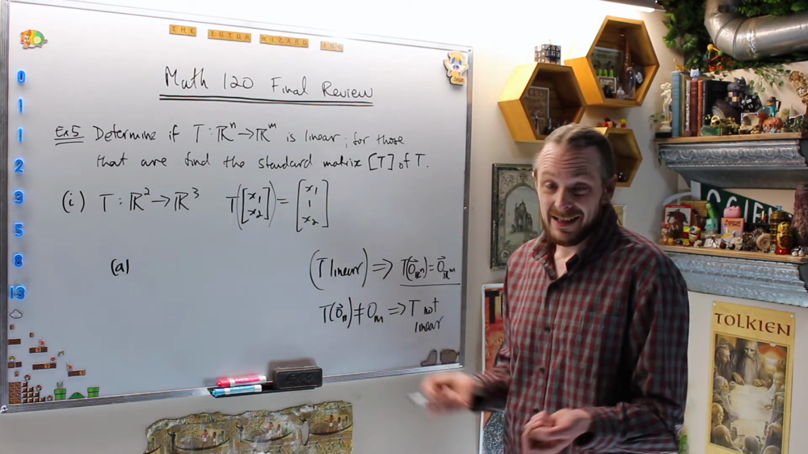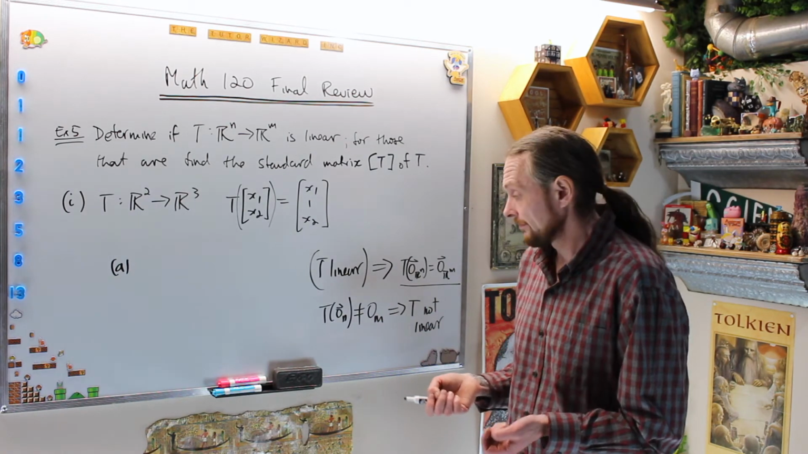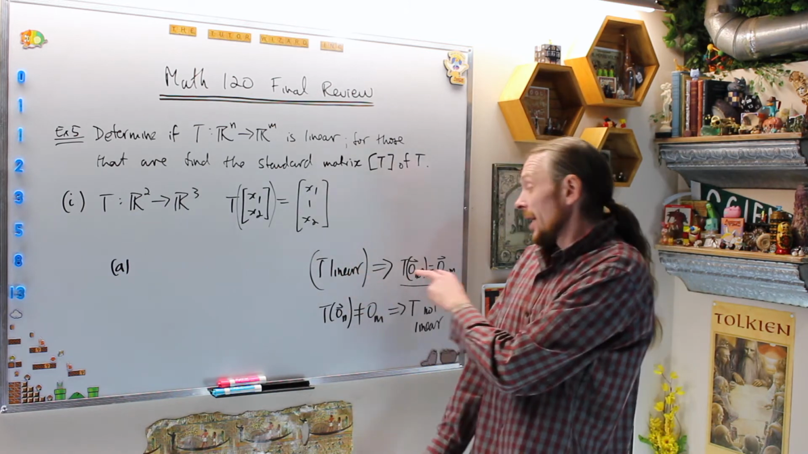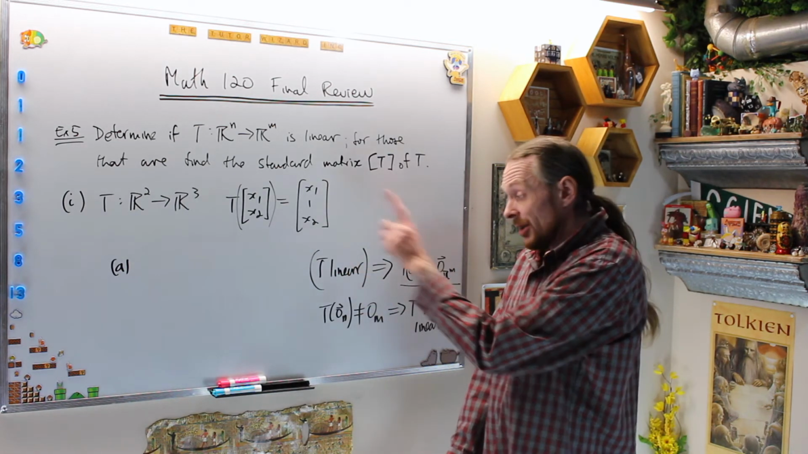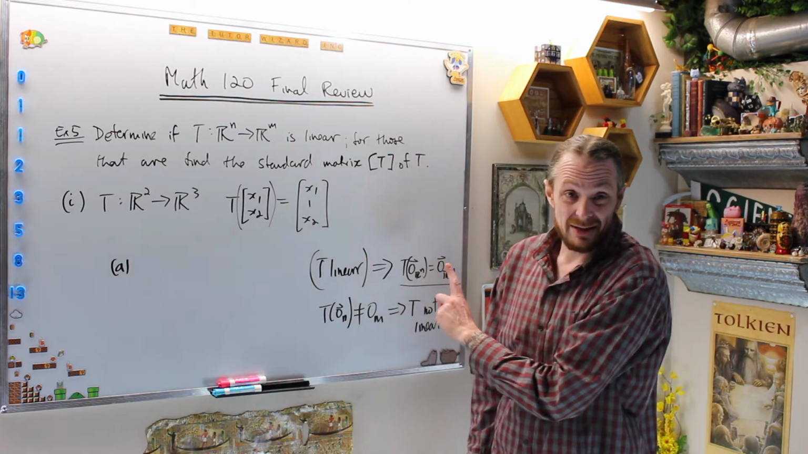And indeed, in this case, that's the easiest one to check because it's not going to map to 0, so we're done, not linear. But this is what I'm using, the contrapositive of the statement that says, if you're linear, then 0 maps to 0. So the contrapositive of that is, if it's not mapping 0 to 0, it's not a linear transformation.